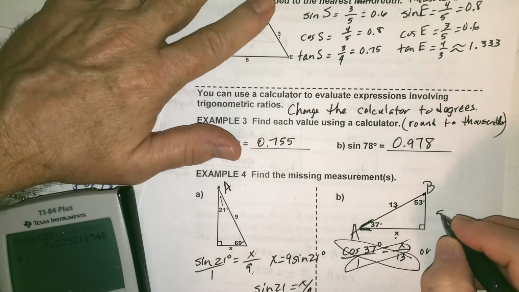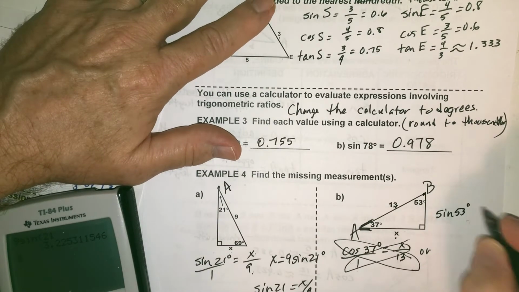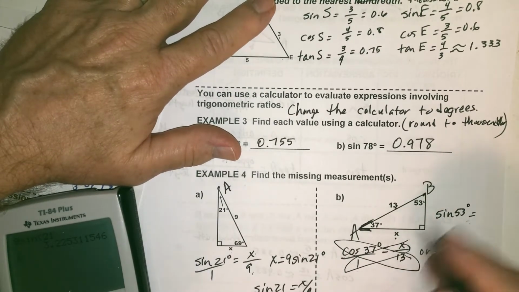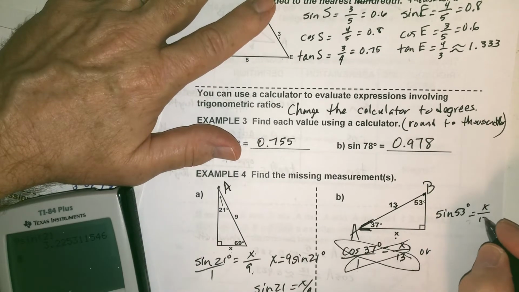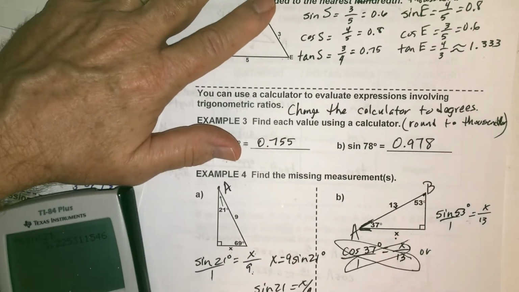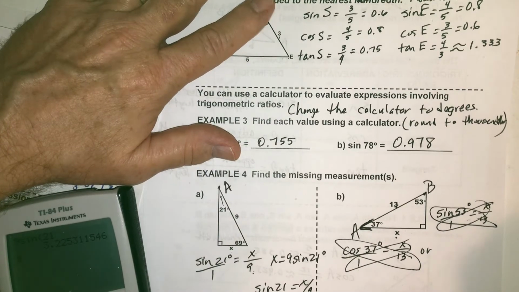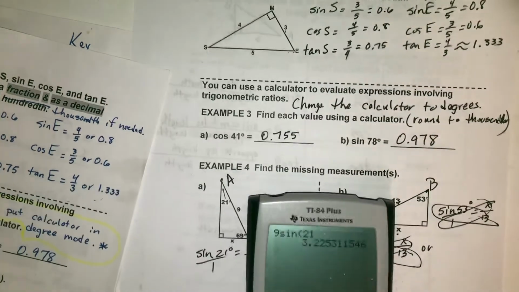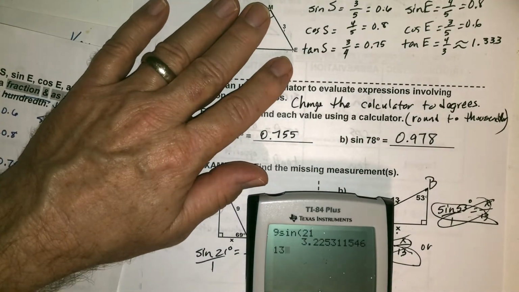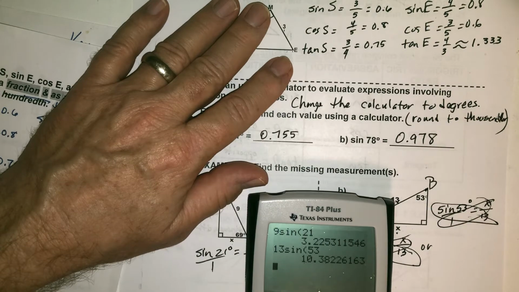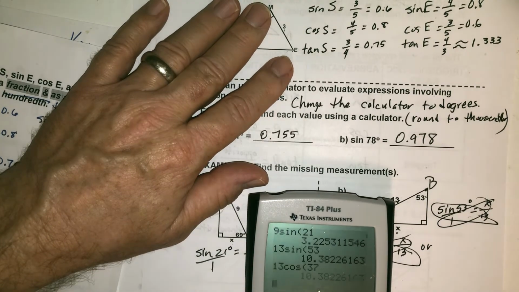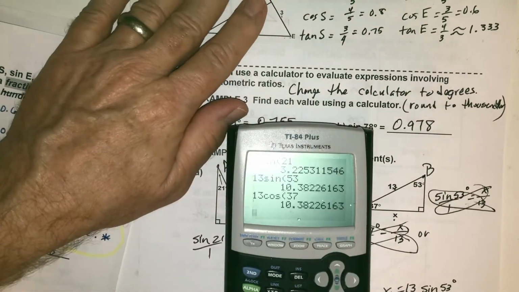So I could have said the sine of 53 degrees is equal to the opposite leg length x divided by the hypotenuse 13. Make a proportion out of it. That cross product, which is x, will equal that cross product, which is 13, times the sine of 53 degrees. It wouldn't matter if you typed in 13 times the sine of 53 degrees, or 13 times the cosine of 37 degrees. You're going to get the same answer either way.